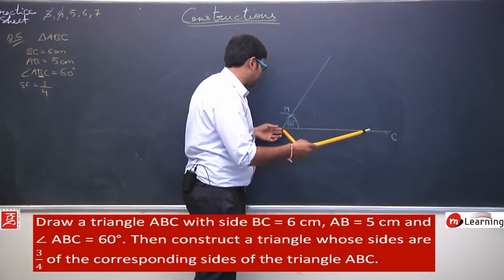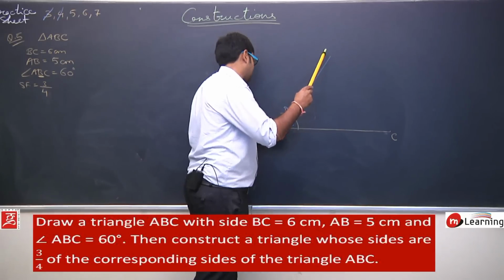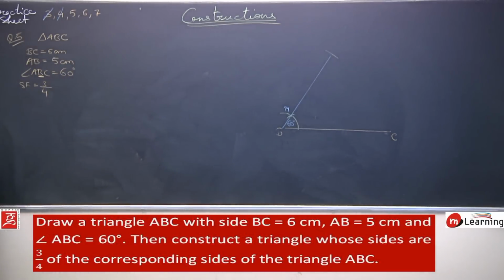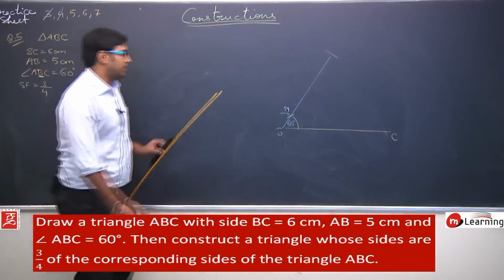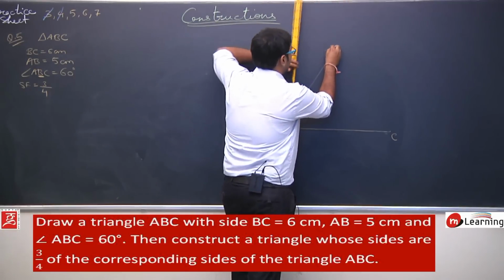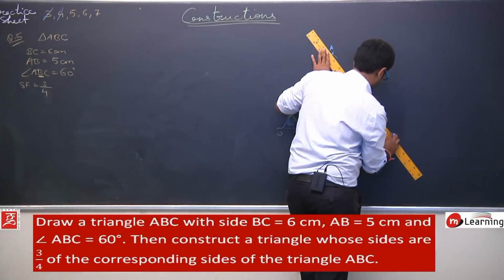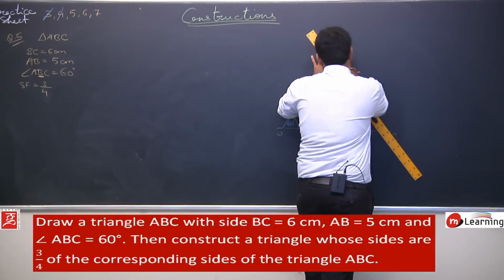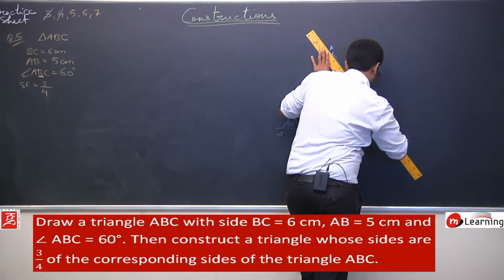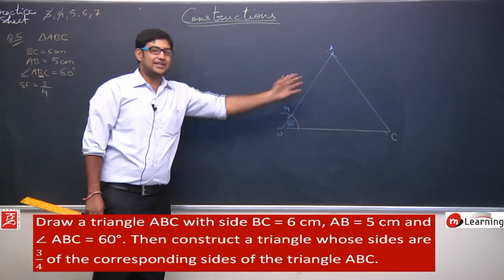You will get this length. Now using this B as the center, make an arc of 5 centimeters like this, and the point where this line that you have drawn previously is intersecting this arc will be your point A. Now if you join this A and C, like this, you will get this triangle ABC as the required triangle.